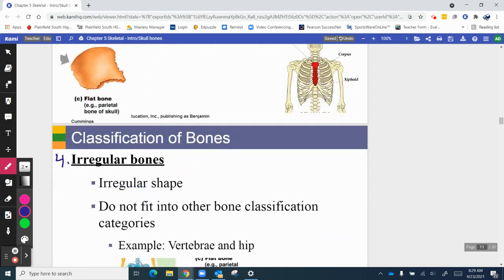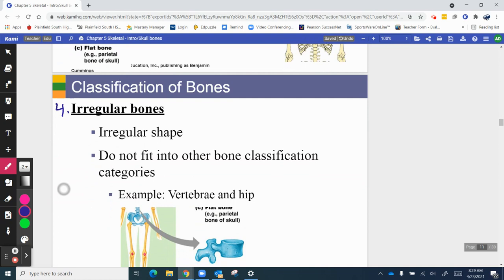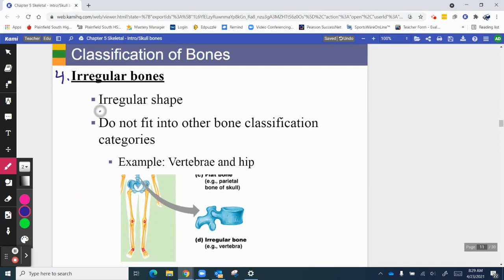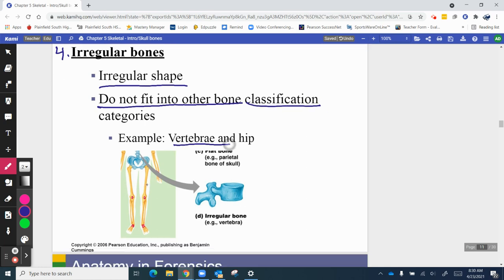And then the last classification we have are irregular bones. So these are ones that just don't really fit in the other categories. They simply have an irregular shape to them. These would be similar to your vertebrae as well as your coxal bones that make up your hip.